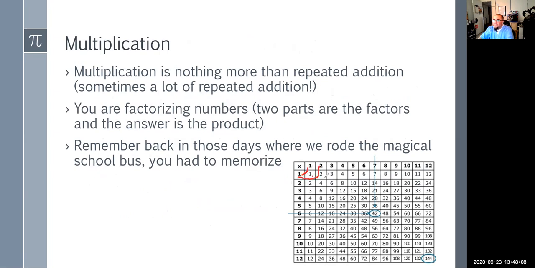1 times 1 is 1. 1 times 2 is 2. 1 times 3 is 3. We just have to memorize that. Well, now we've got a calculator that does it all for us, right? But this was the way we learned math for the longest period of time. You know, back when I started learning math, we learned it on an abacus. I'm joking, I'm not that old.